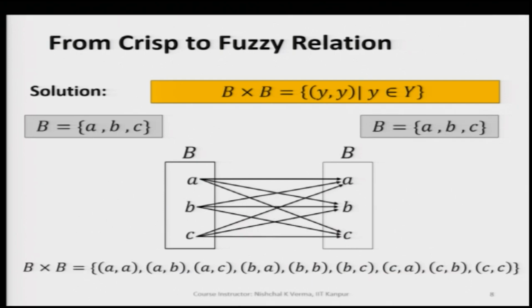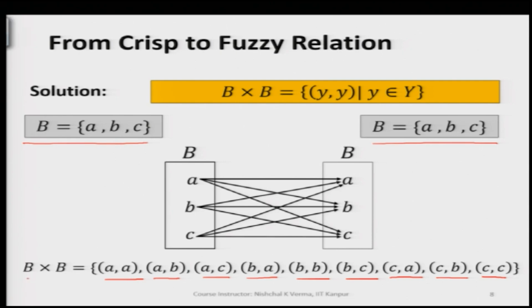Now, let us find B cross B. So, when we are interested in finding B cross B, it means we are taking two sets, both the sets are B only. So, we make pairs of the elements from the first set as B and the second set also as B. So, we see that we are getting 9 elements like this: AA, AB, AC, BA, BB, BC, CA, CB, CC. So, like that we have 9 pairs of elements from set B only.